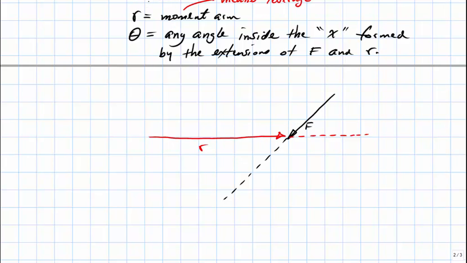And so the angle is defined here. It's also defined here. It's defined inside of this part of the X as well. And finally, there's another angle that can be used inside of our equation. And so anytime we form that X, any one of these angles could be used within the torque equation in order to yield the torque.